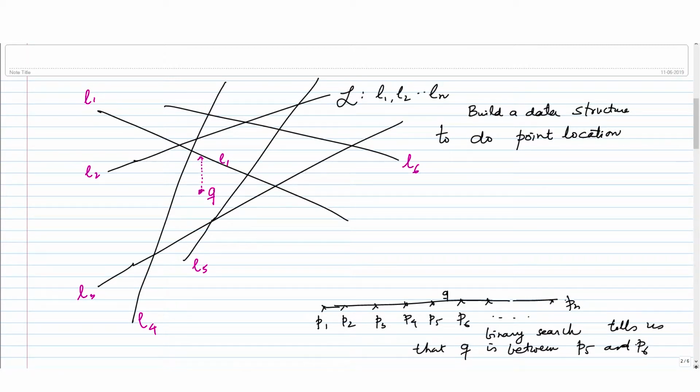Now, here it is a two-dimensional problem. Okay. So, what I can do is, to extend that, I can pass a vertical line through every intersection point. Okay. So, these n lines, so first observation is that n lines intersect in n choose 2 distinct points.